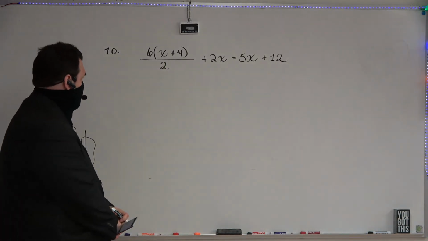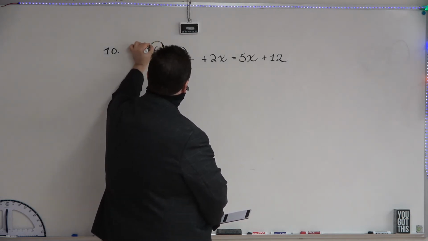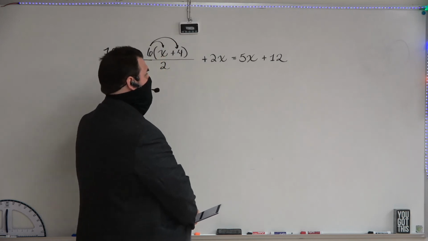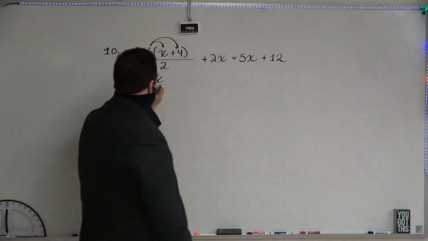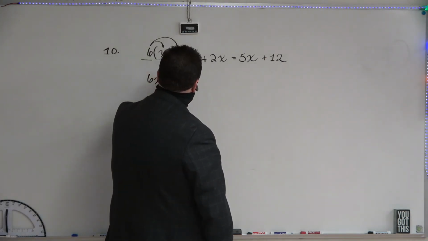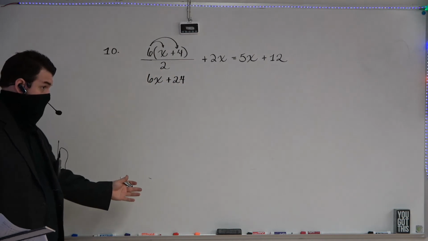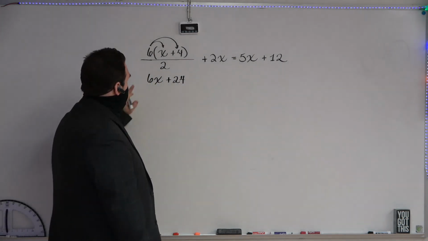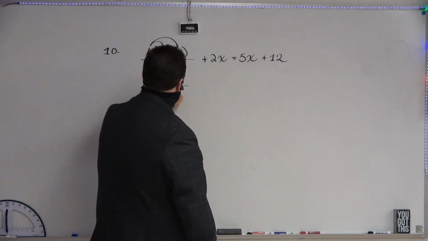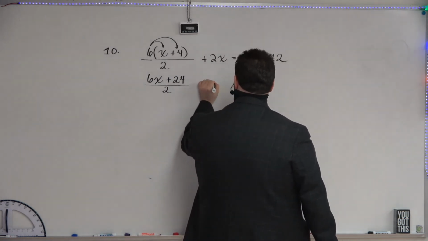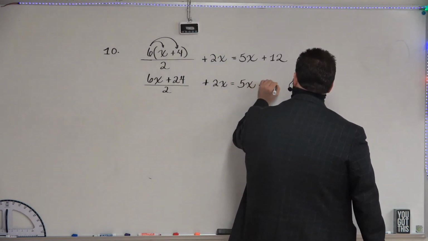What's the first thing you would do? Distribute. Okay. Did you mean distribute up here? Okay. So 6 times x is 6x. What's 6 times 4? 24. I always remember 6 times 4 is Christmas Eve. Right? Okay. Over 2. Plus 2x equals 5x plus 12.